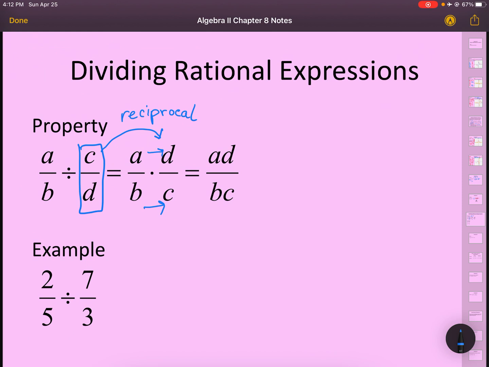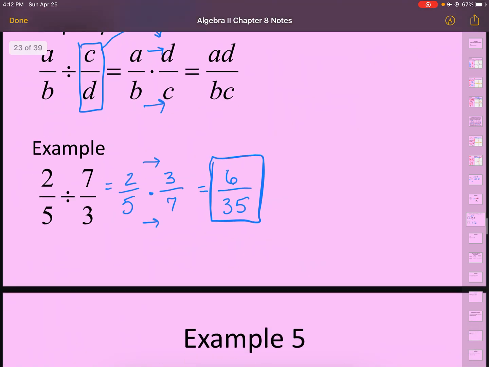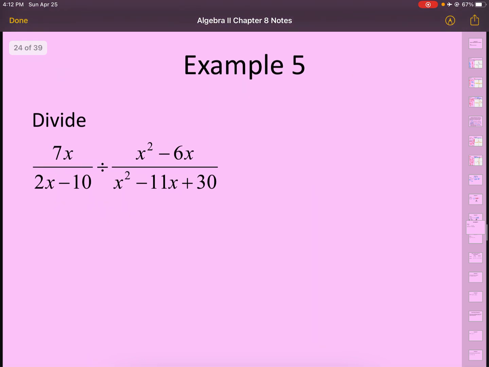Okay, so again, you probably did this back in middle school. So if I want to divide these two fractions, I'm just going to keep the first one and multiply by the flip-flop, or the reciprocal of the second one. Okay, and I just multiply straight across, numerator with numerator, denominator with denominator. So this is 6/35, and that cannot be simplified down anymore. So we're going to do the same thing with expressions that are rational.